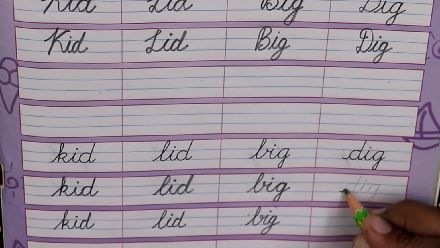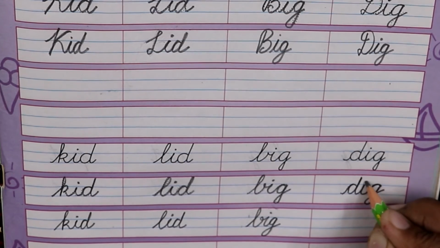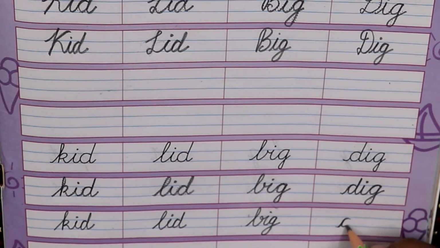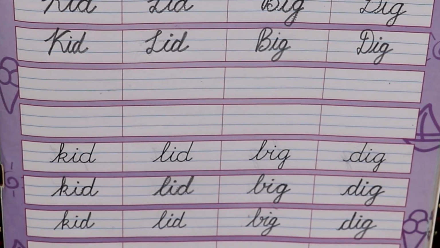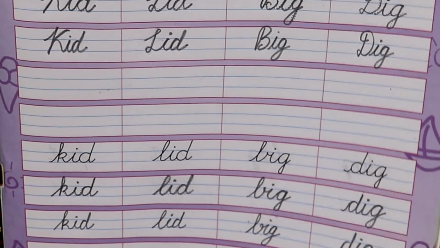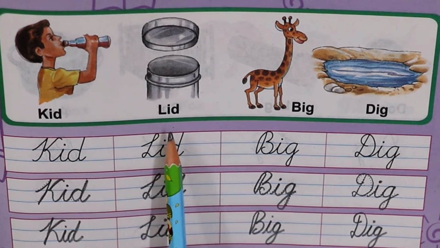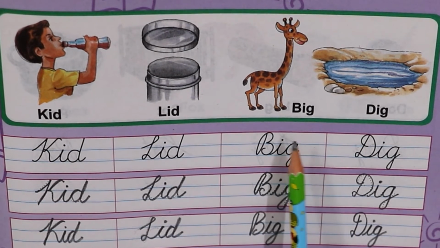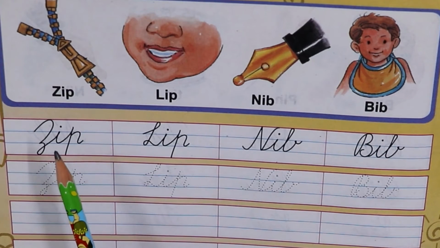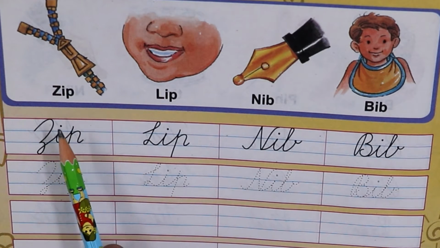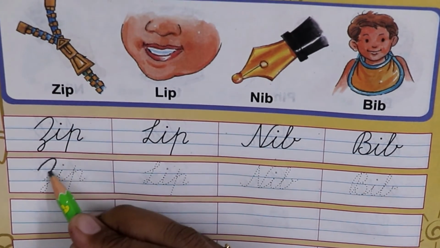Now with small d. D-I-G, dig. Now once repeat it. K-I-D, kid. L-I-D, lid. B-I-G, big. D-I-G, dig. Our next word is zip. Z-I-P, zip. Now with capital Z.